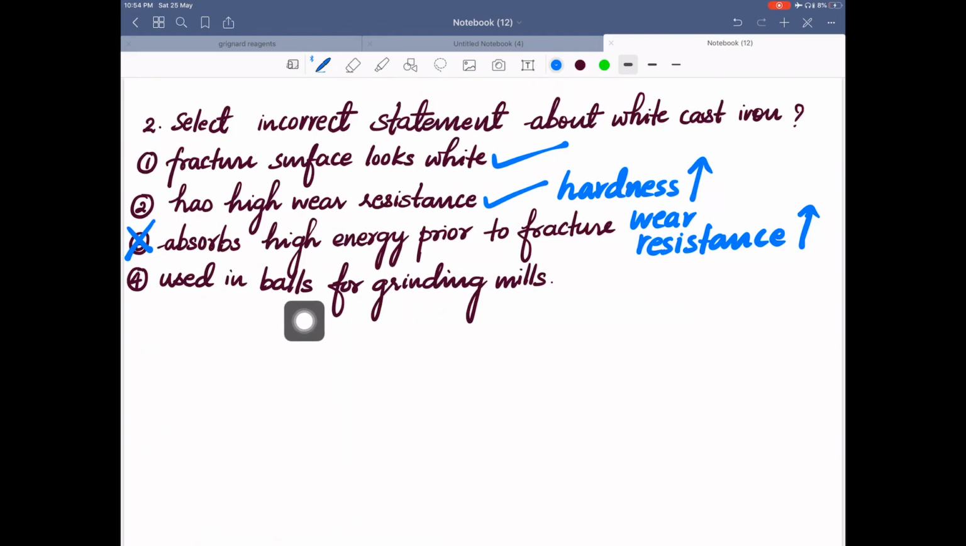Used in balls for grinding mills, of course. This is used as a ball for the grinding mills, and that is absolutely true because these balls will have very high hardness, and it has a high wear resistance. That is why it can be used in the grinding mills. So the incorrect statement is the third one, that it absorbs high energy prior to fracture.